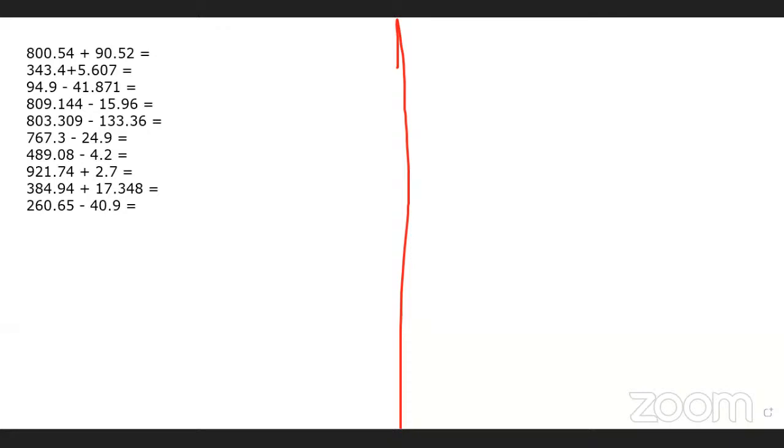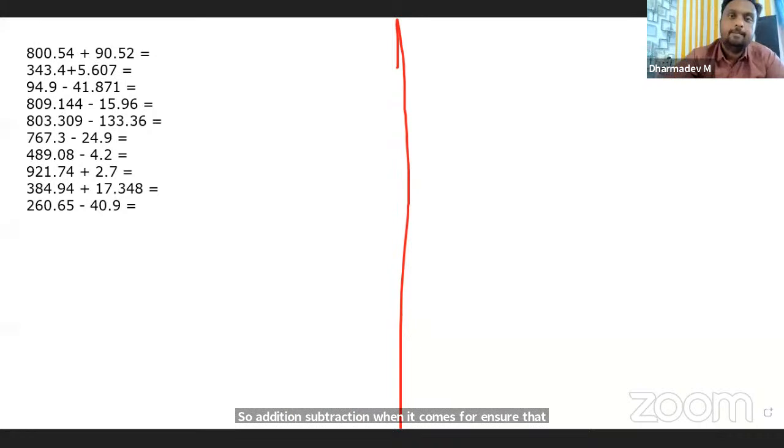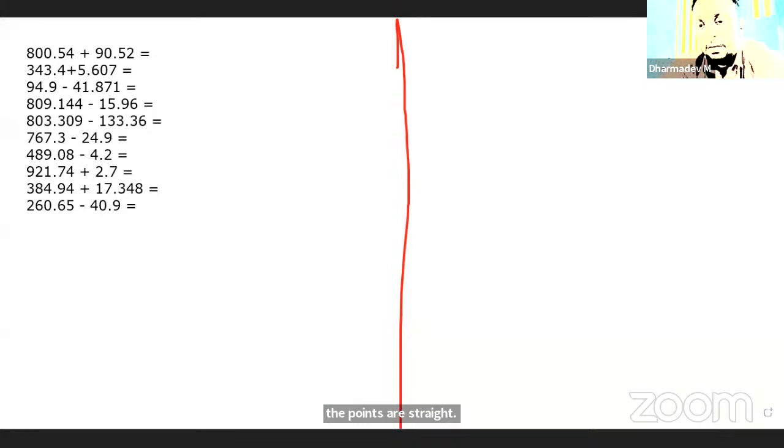If you're slow, I would understand somewhere you're wrong, and I could not see all the answers are right. Some are mismatching. So what we will do is quickly, I'll tell you where you are lagging, so you can check it out. So addition, subtraction, when it comes for decimal, ensure that the points are straight. Got it? So it should always be straight.